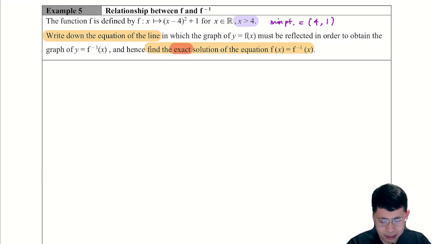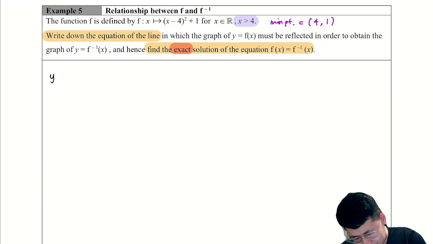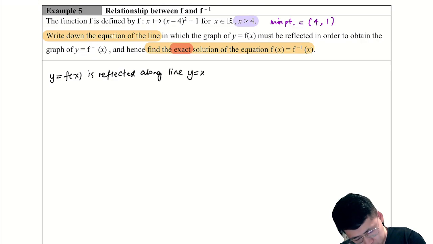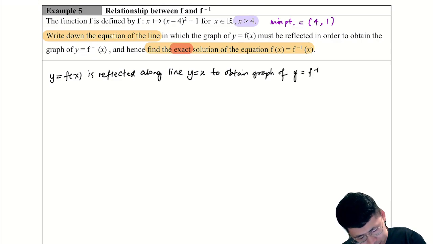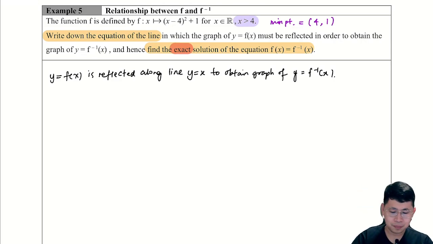So write down the equation of the line in which the graph of f(x) must be reflected. The graph of y equals f(x) is reflected along the line y equals x to obtain the graph of y equals f inverse of x.